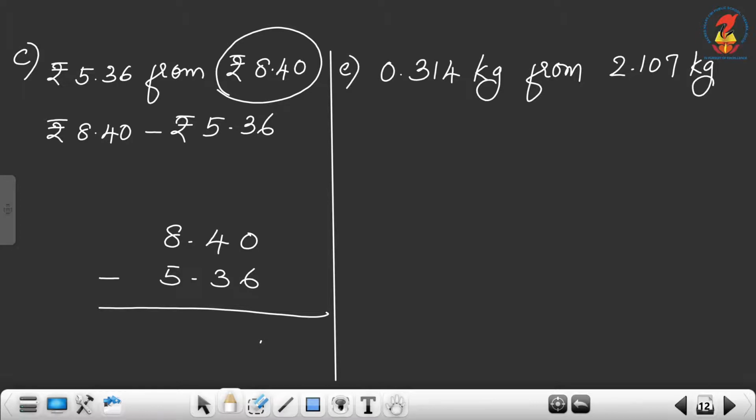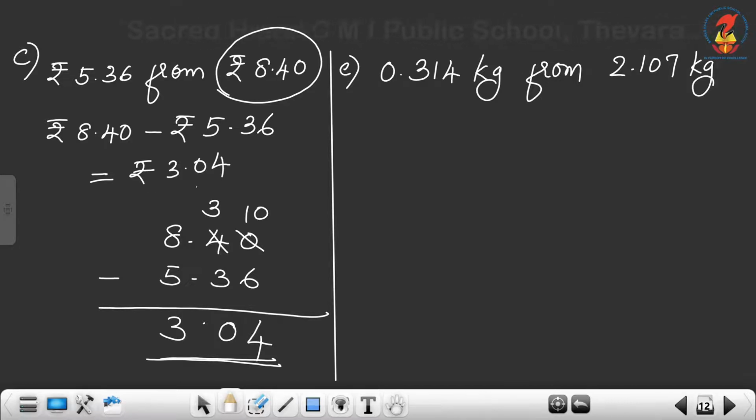0 minus 6 is not possible, so we have to borrow. 4 will become 3 and this will become 10. 10 minus 6, 4. 3 minus 3, 0. Next the decimal point, put the decimal point. 8 minus 5, 3. So the answer is rupees 3.04.